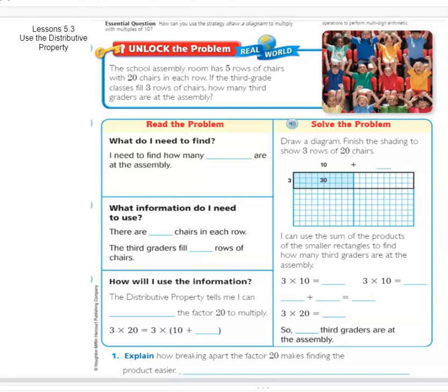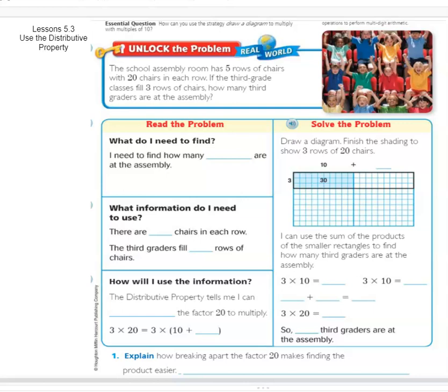Okay, today we're going to be using the distributive property to help us solve multiplication problems. So picture an assembly room, like our gym or the cafeteria. We're going to be talking about students filling rows in an assembly type of room. The school assembly room has 5 rows of chairs with 20 chairs in each row. If the third grade classes fill 3 rows of chairs, how many third graders are at the assembly?